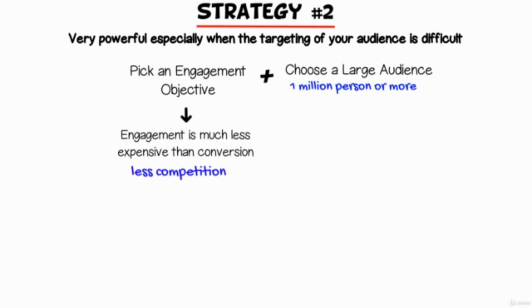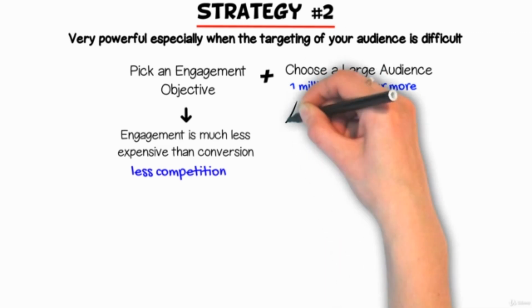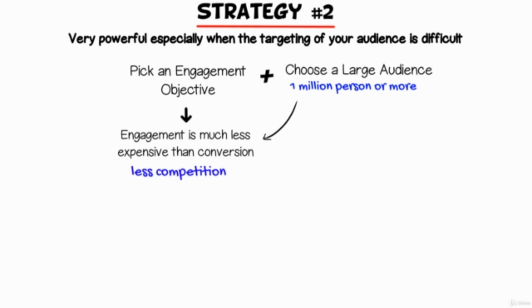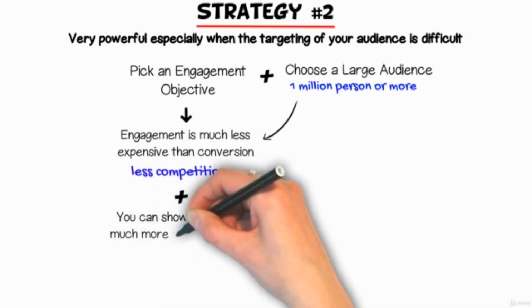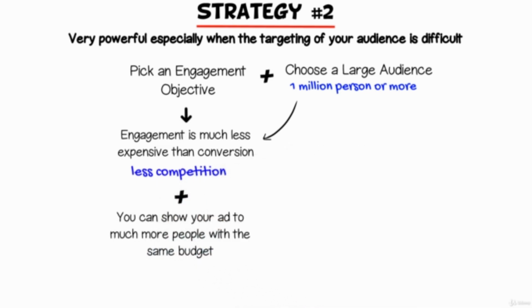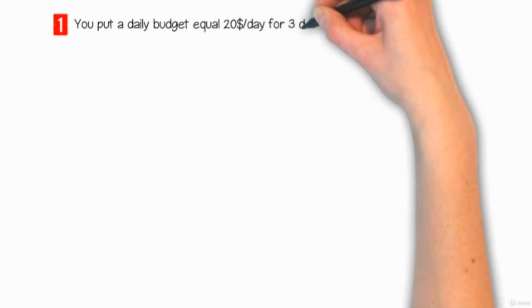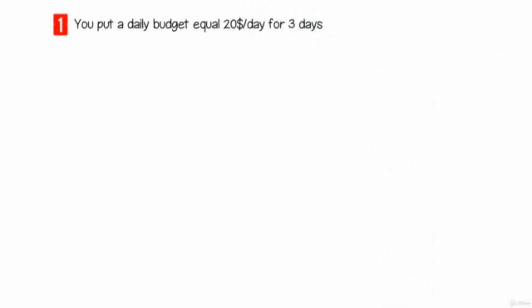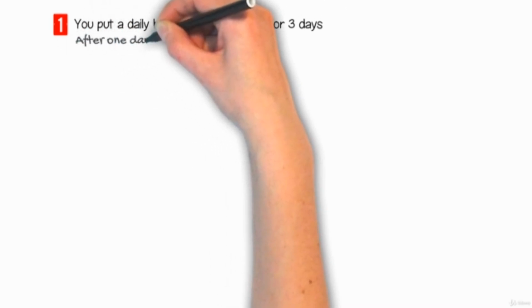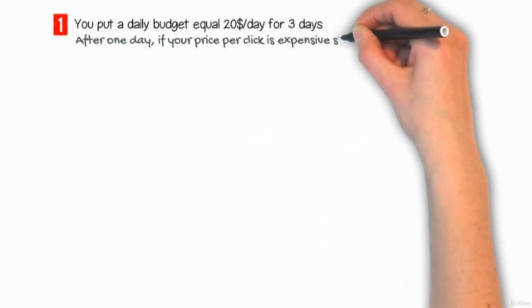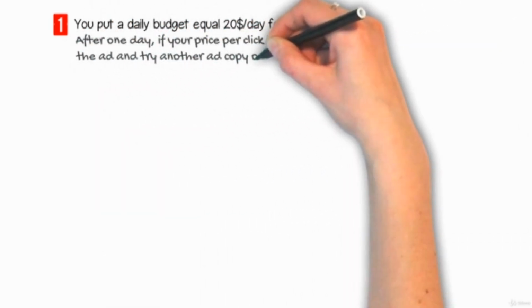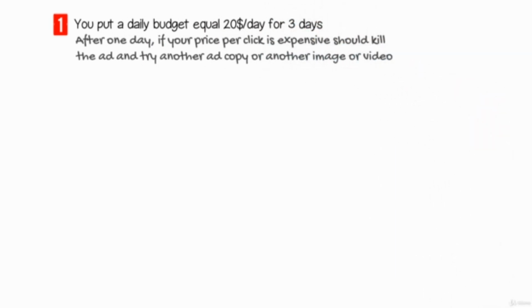And when you have a large audience, it's better to target them with engagement first. With an engagement objective, you can show your ad to many more people with the same budget. So first you put a daily budget equal to, let's say, $20 per day for 3 days. After 1 day, if your price per click is expensive, you should kill your ad and try another ad copy or another image or video.